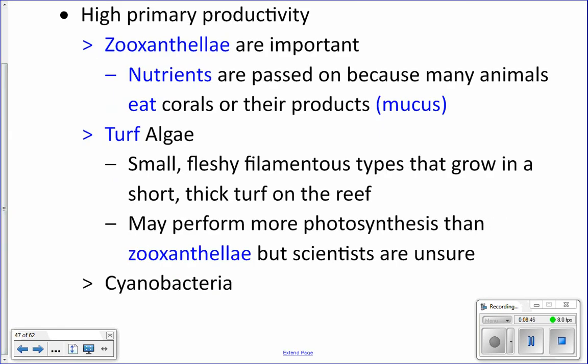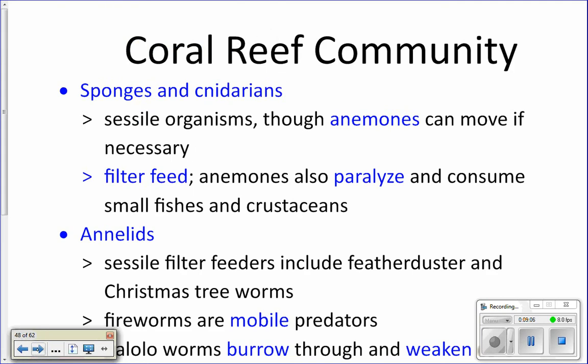And then cyanobacteria, blue-green algae, does nitrogen fixation and is also a primary producer and can get eaten and passed up the food chain. All right? So you get lots of nutrients, lots of sunlight, going to the reef, primary producers doing photosynthesis, creating energy, and then that energy can get passed up the food chain to all sorts of different kinds of animals.